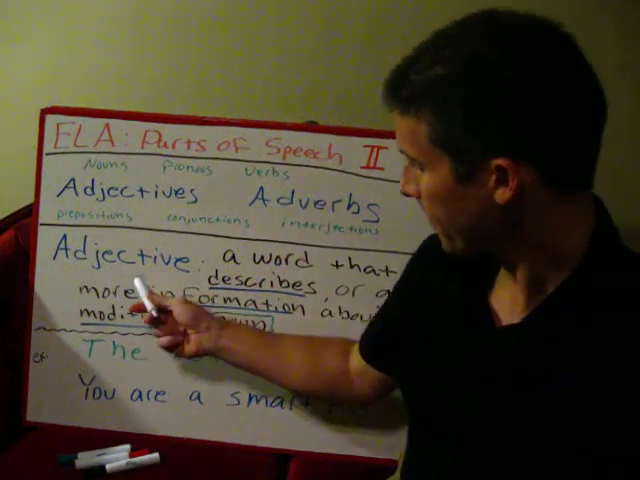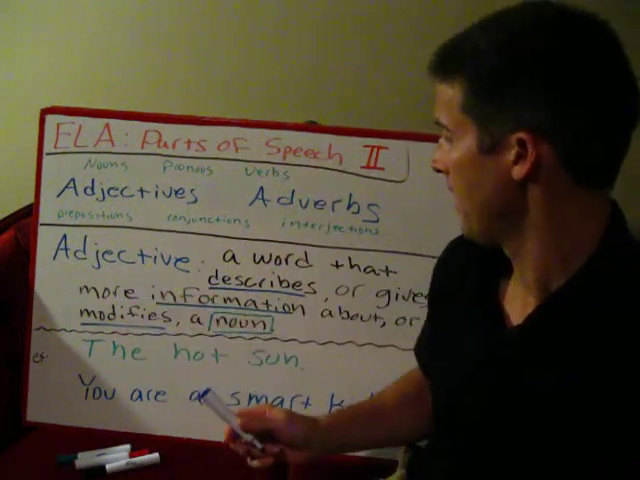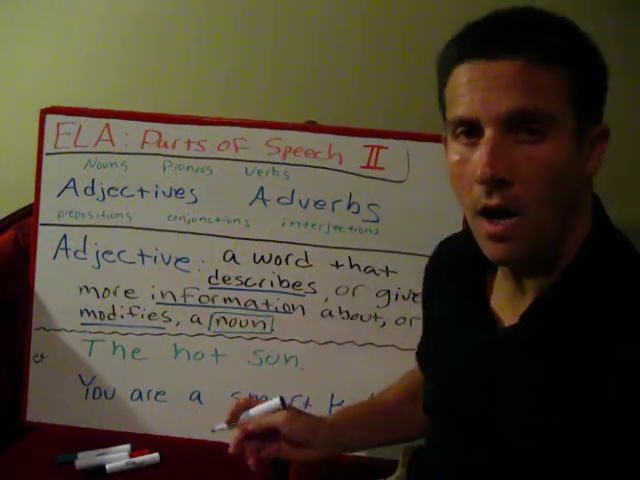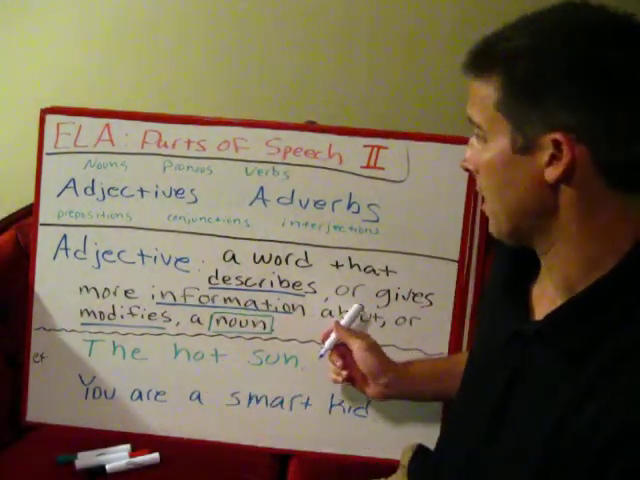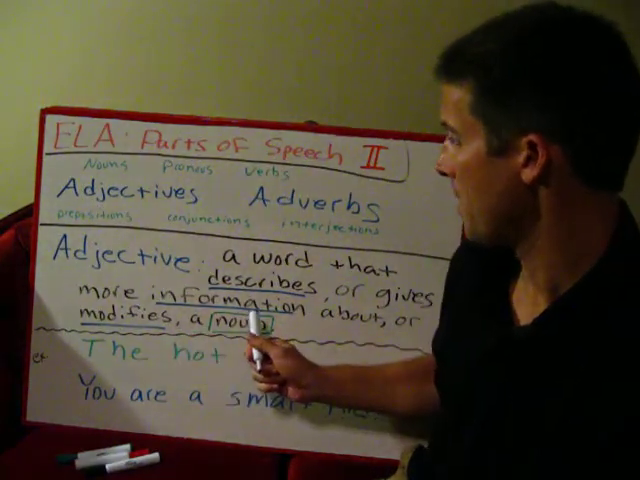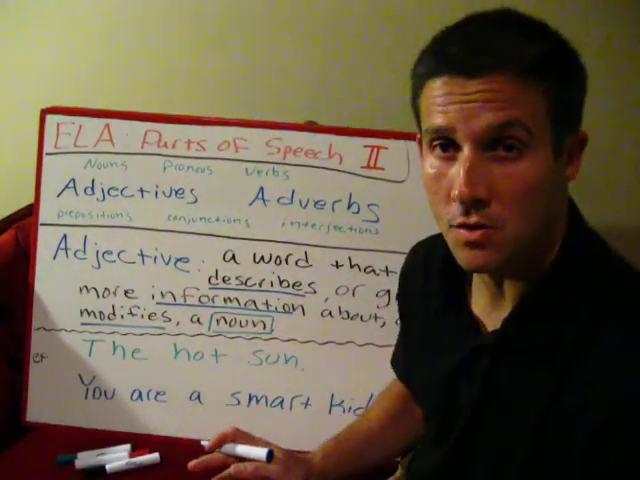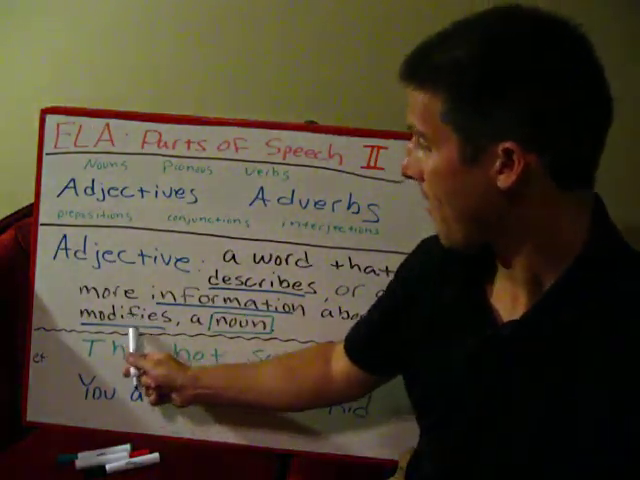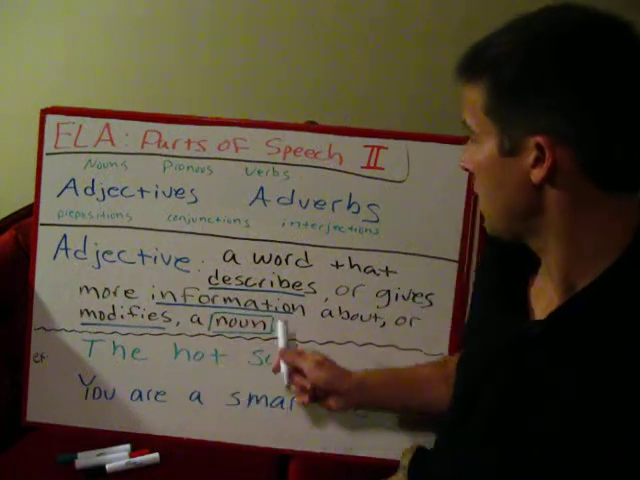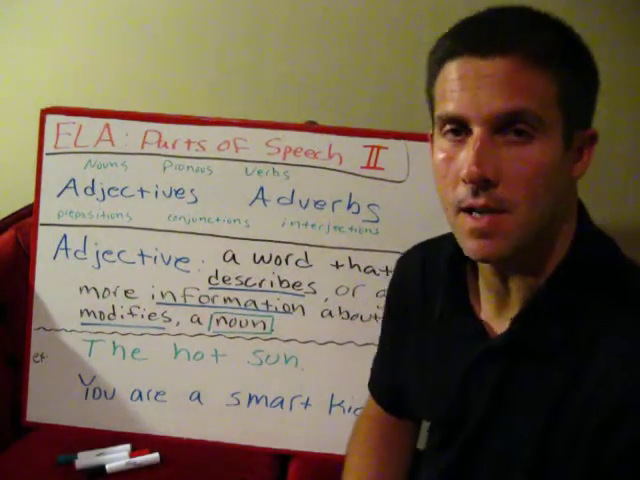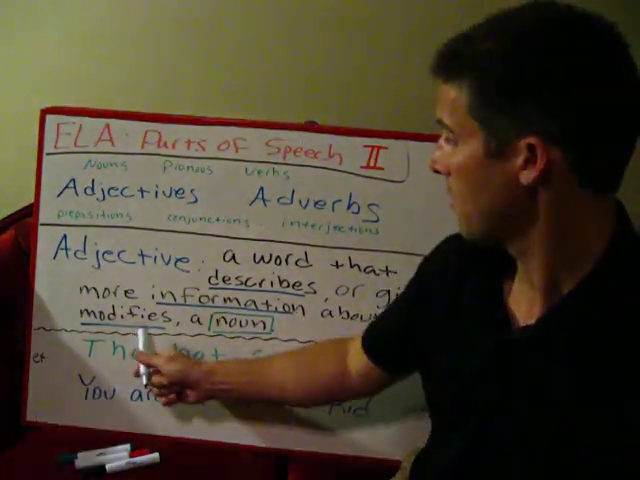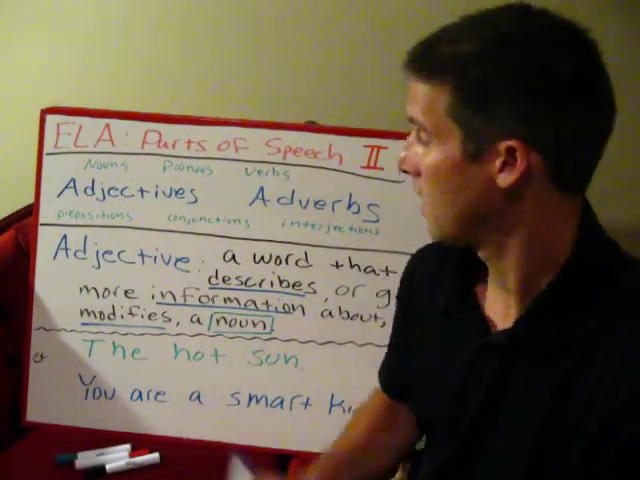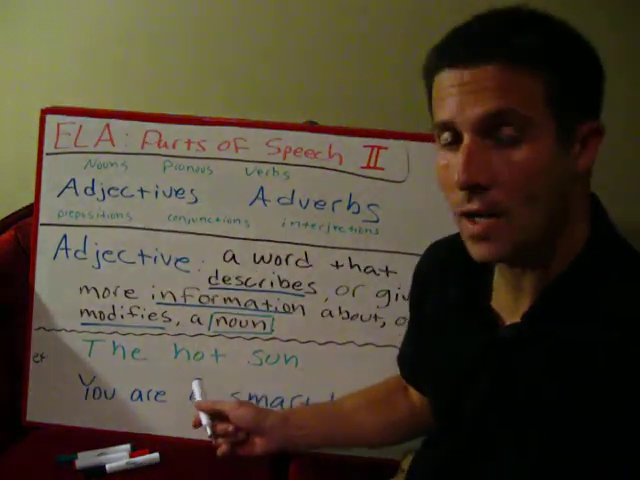Now, an adjective is a word that describes. Another way to look at describes is it gives more information. And there's a word that teachers like to use, so you may want to write this down: modifies. Modifies, more information, describes, all mean the same thing. What does it describe or modify? Adjectives modify a noun. If you've seen the video on nouns, you'll know what a noun is.